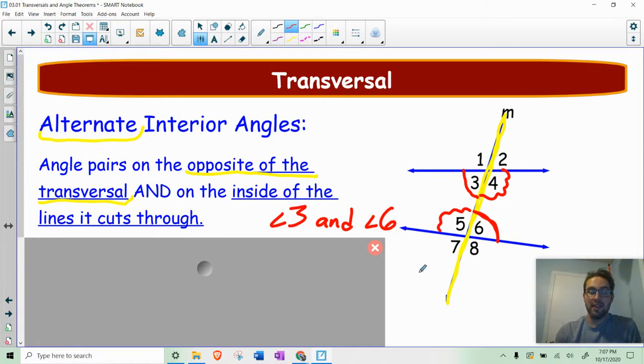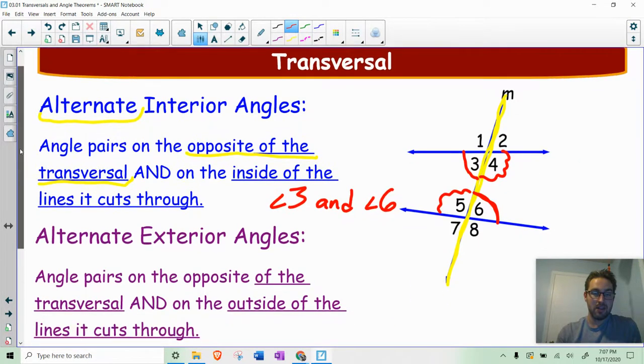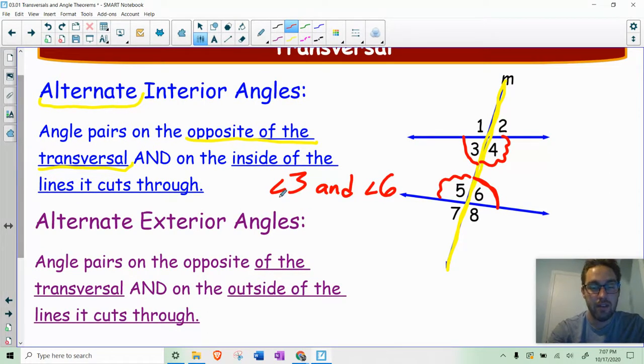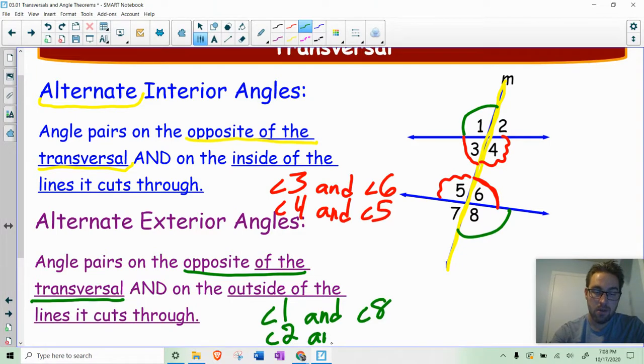If we've got such things as alternate interior angles, we can also have alternate exterior angles too. Let's scooch down just a little bit. There we go. So we could also do alternate exterior angles. They're still on the opposite side of the transversal, but they're outside the lines that it cuts through. So that would be like angle 1 and angle 8, or angle 2 and angle 7.